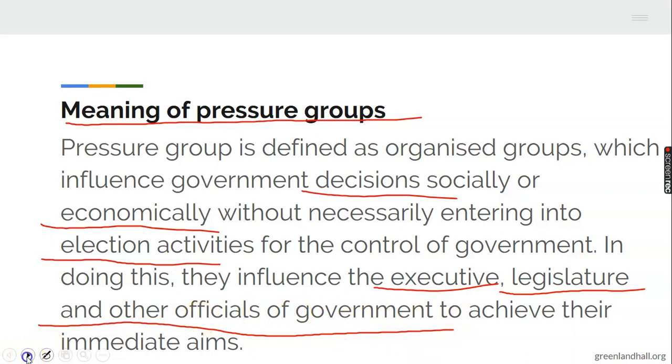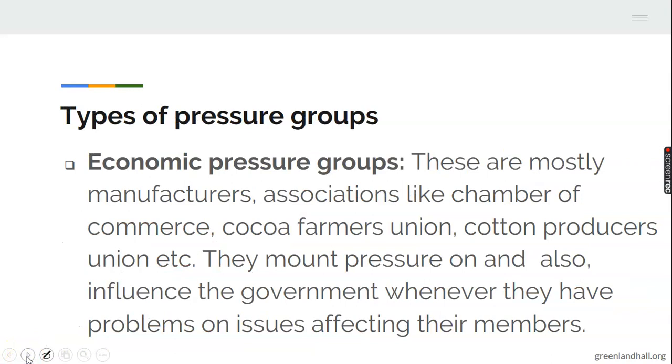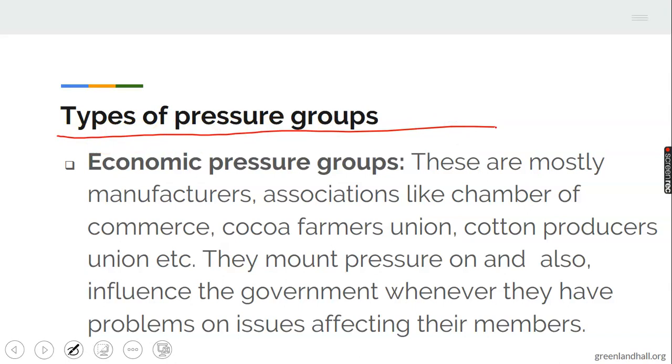Let us go further. Having defined pressure groups, we want to look at the types of pressure groups. Types. The first one, economic pressure groups.